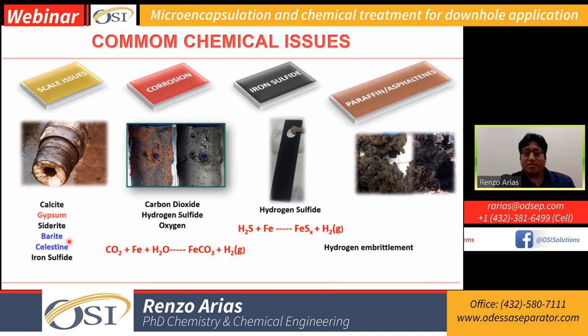So I guess one of the major issues that I have observed in the field when I'm doing the analysis is the iron sulfide. And obviously the iron sulfide is caused because of the presence of hydrogen sulfide. Remember, the hydrogen sulfide is not only produced by the reservoir, but also by bacteria, an SRB bacteria. So that's very common. But I think one of the major issues that I have seen is with H2S plants.